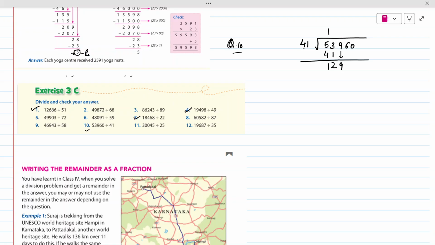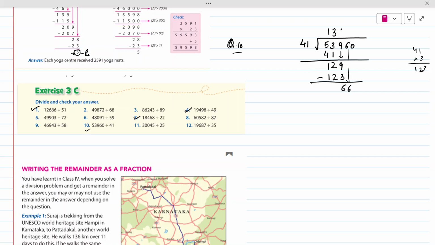Okay, so if we try to multiply this with 4, we will get 164, which will be more. So let us try with 3. 3 times 41 is 123. So we can take this, it is less than 129. We will have 123 here. Now 9 minus 3 will give us 6 and we can also take down this 6. So we have 66 here.